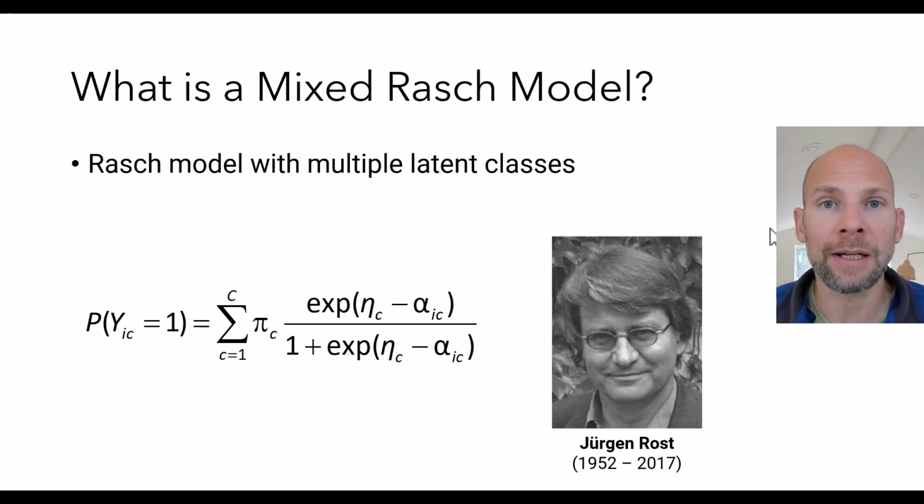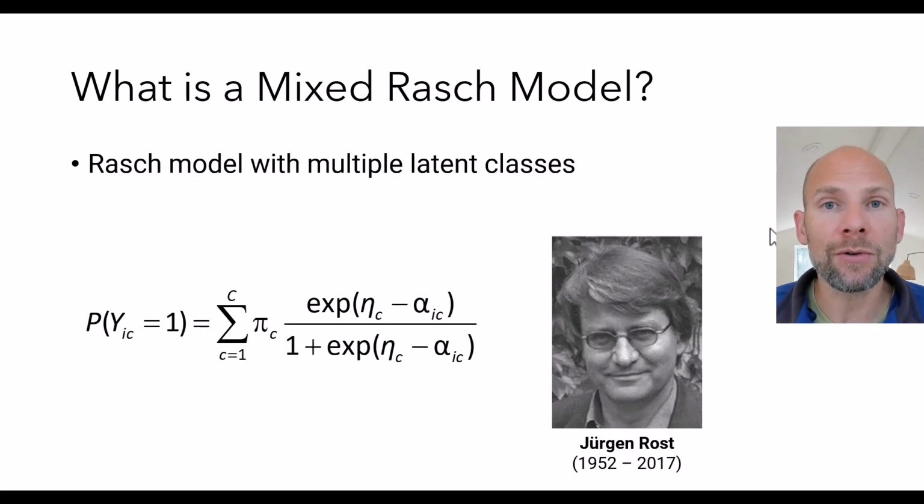However, the mixed Rasch model adds a parameter pi c to the model, which is a class size parameter. So one parameter that is estimated in addition to the regular Rasch item parameters is this pi c parameter that gives us the size of a given class c. And the classes are exhaustive and mutually exclusive, like in latent class analysis, meaning everybody has to belong to one and only one latent class. The pi c parameters add up to 1.0. They give us the proportions of each class.